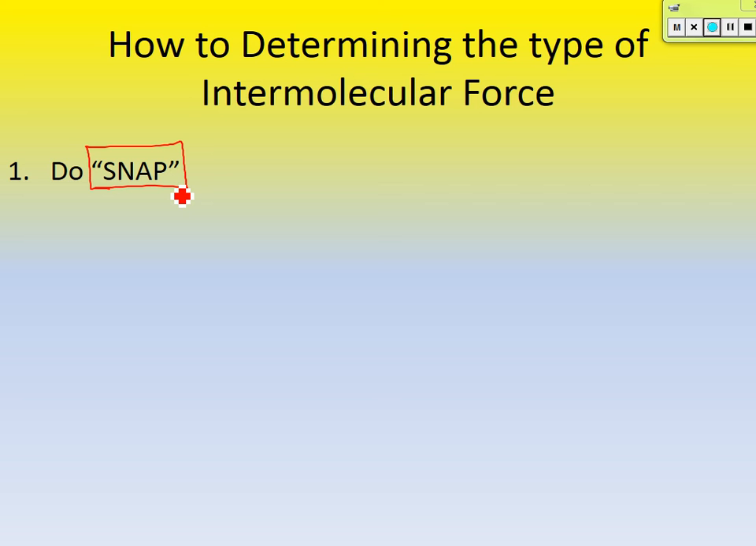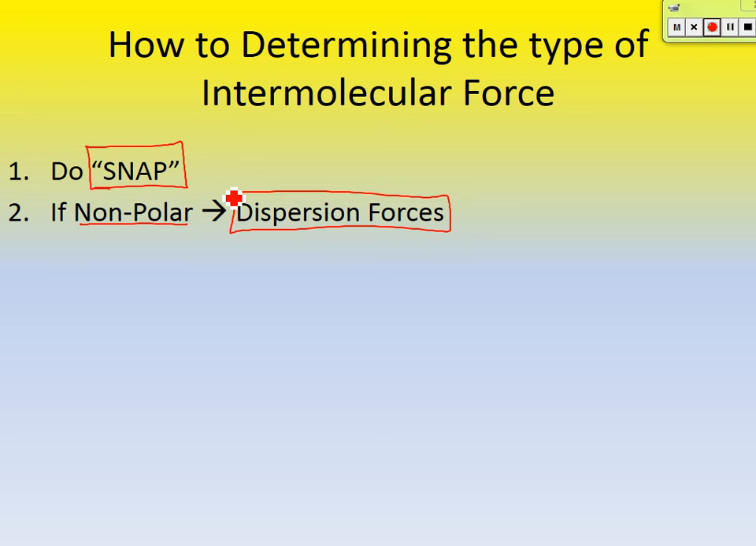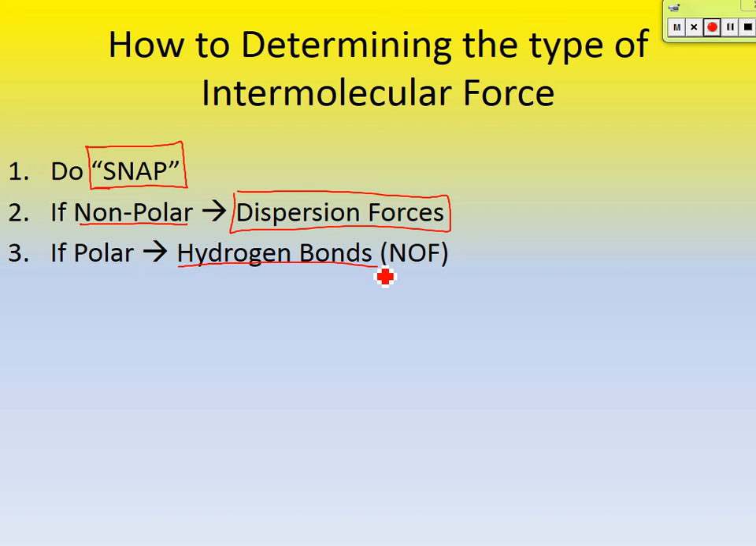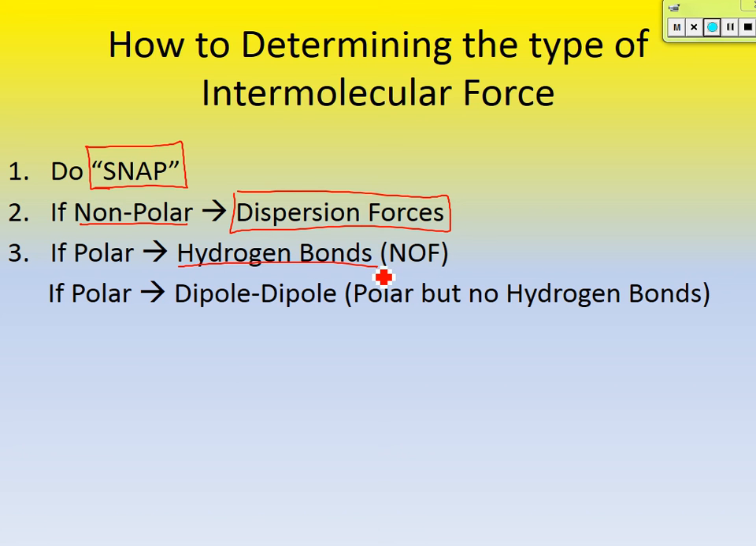Step number 2. If it's nonpolar, dispersion forces act on it. So if it's symmetrical on every axis, it's going to be nonpolar, and dispersion forces act on it. Step 3. If it's polar, so if it's asymmetrical, it could be hydrogen bonds, but it also could be dipole-dipole.